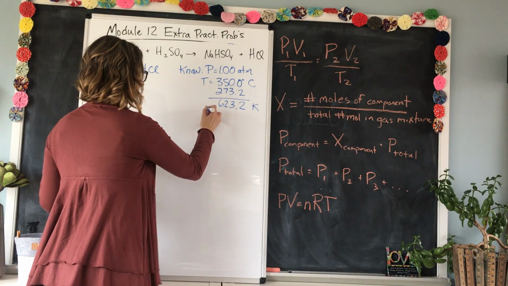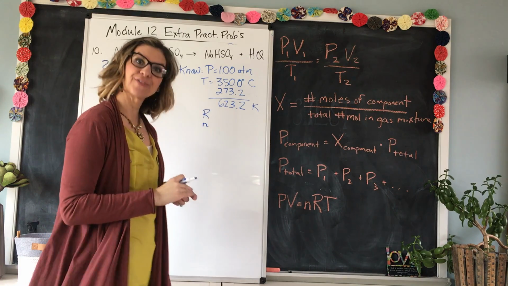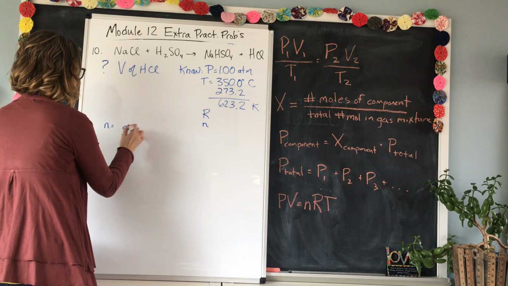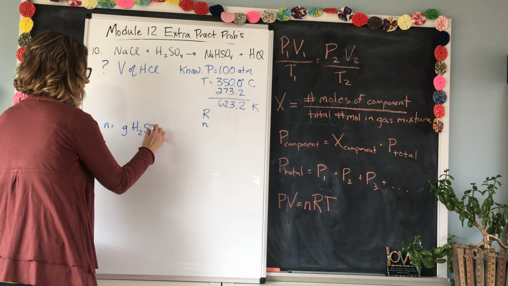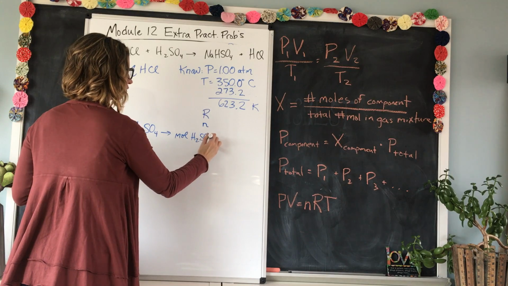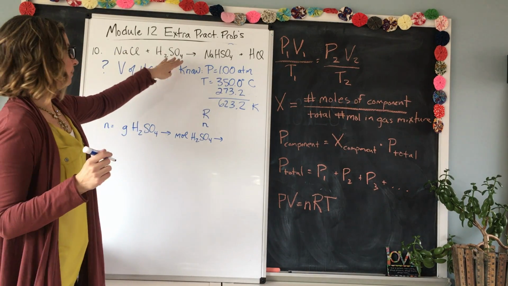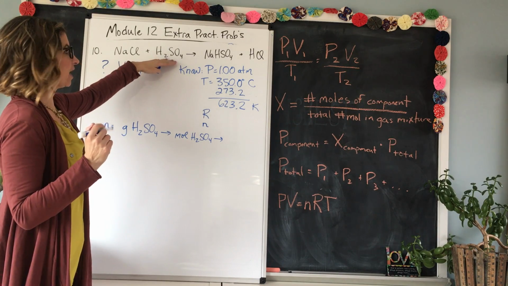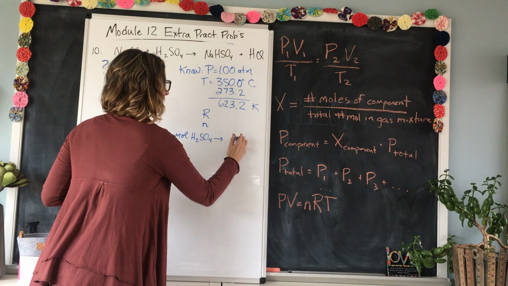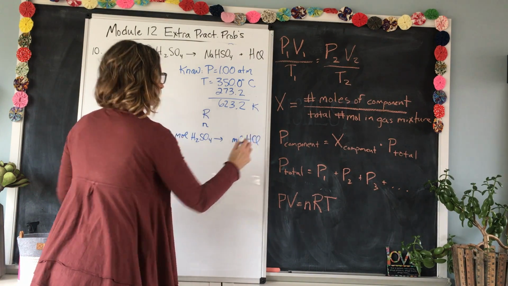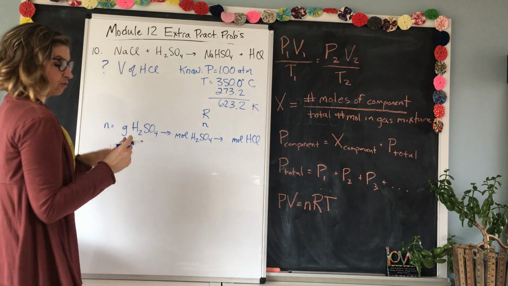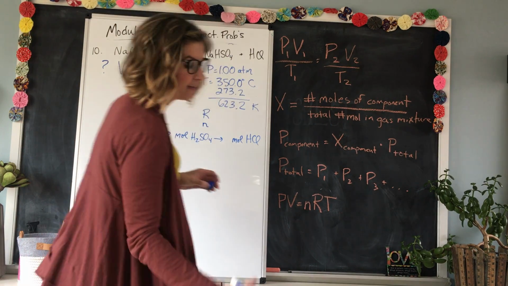And then we always know R. We typically have to solve for n in these problems, don't we? So how are we going to solve for n this time? We're going to start with grams of H2SO4 and figure out how many moles of H2SO4 that is. Then we're going to use stoichiometry to look at how many moles of H2SO4 will produce how many moles of HCl. So we will move lastly to moles of HCl, which is our n value. Starting with grams, I think we have 100.0. Yep.